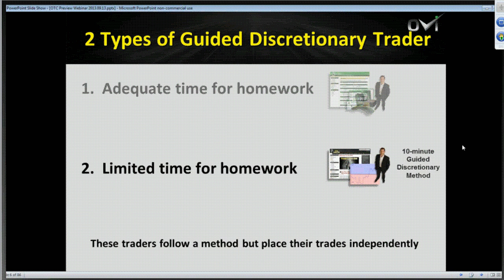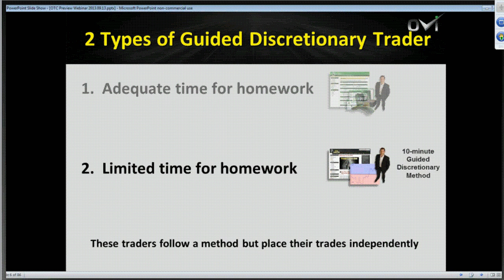Now, there are 2 types, basically. The first type has enough time to do some homework, maybe 20 minutes, half an hour a day, or even longer. That includes me. That's why you see my picture up here. But the second type has only a limited time for homework. And you also see my picture there as well, because sometimes I do have plenty of time for it, and sometimes I have less time to do it.